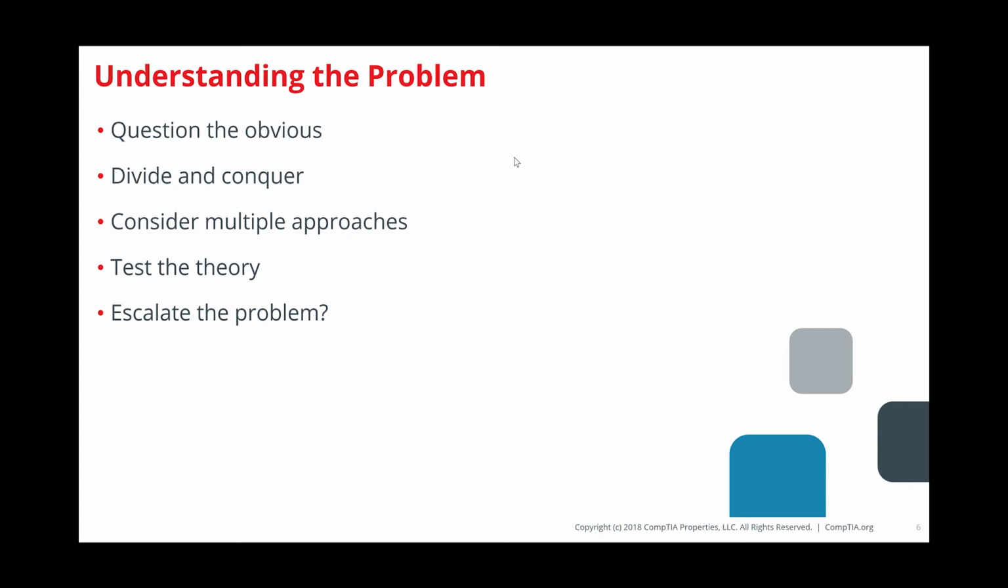From there, obviously, we're going to question the obvious. That was a very obvious sentence. We're going to divide and conquer. So if there are multiple things that we can try to fix it, we are going to do that. Or it could be multiple people. Hey, we need a team of 5 people to go and do this. You go do X, you do Y, you do Z.